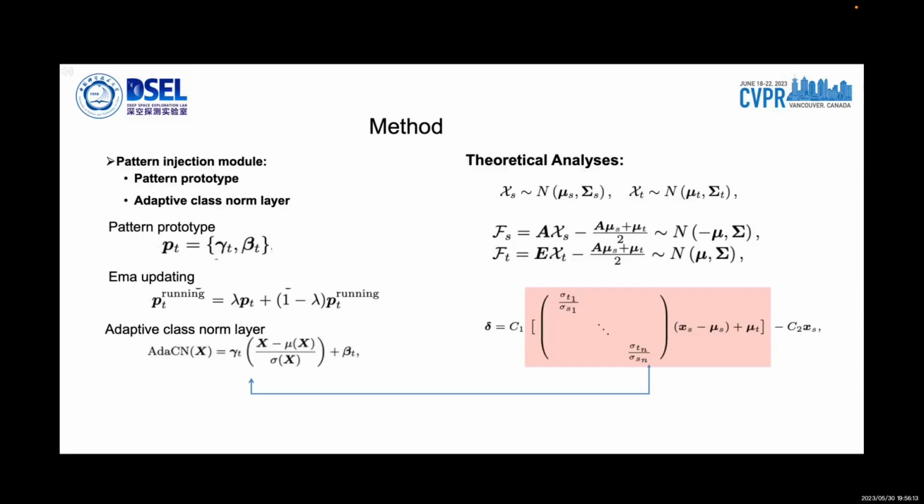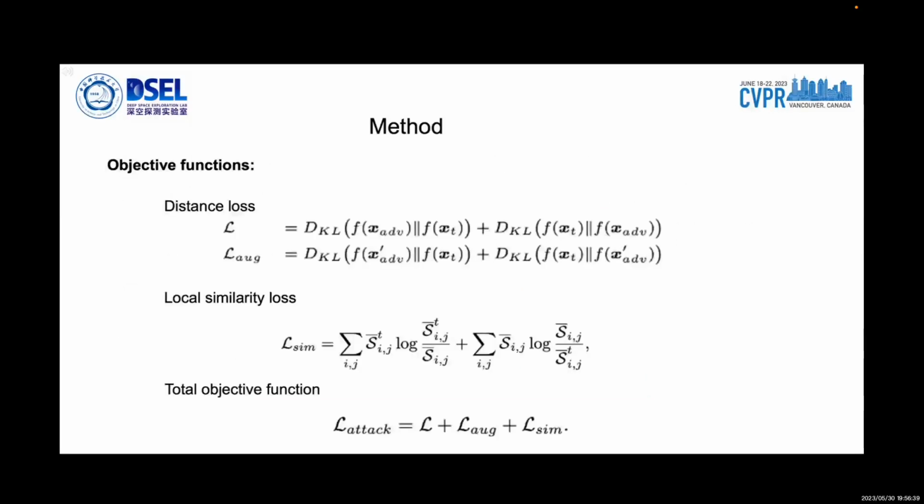Besides, we also theoretically investigate why our method is effective for boosting targeted attacks between two Gaussian distributions, and the final formulation shows a close underlying correlation between the optimal targeted adversarial perturbation and the embedding of the target pattern or style, which also theoretically guarantees the effectiveness of our proposed method. Our objective function includes two distance losses and a local similarity loss, where the local similarity loss is proposed by previous work.